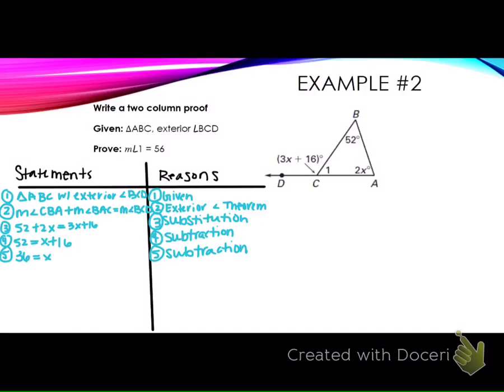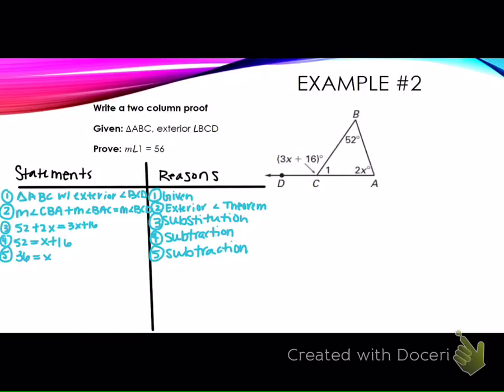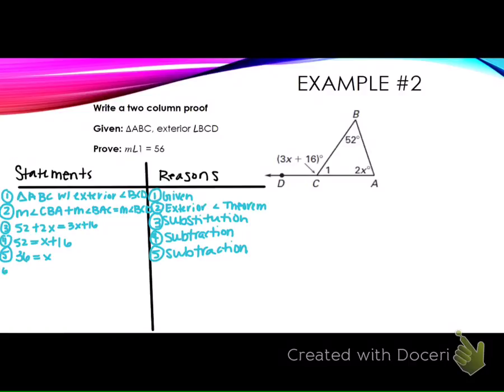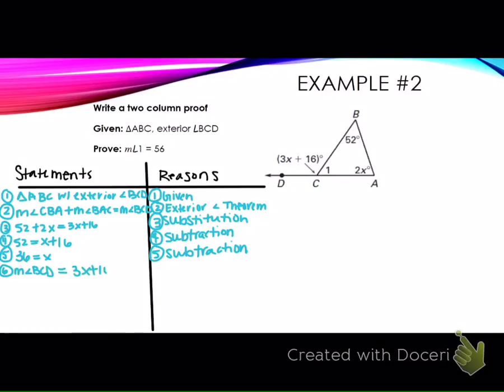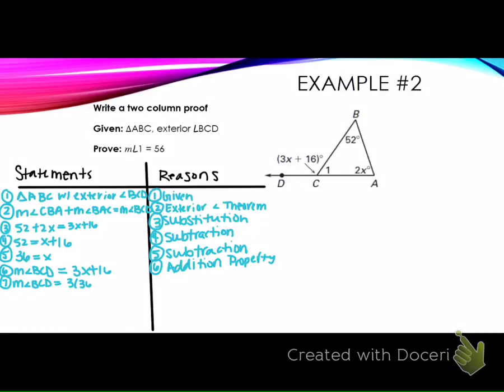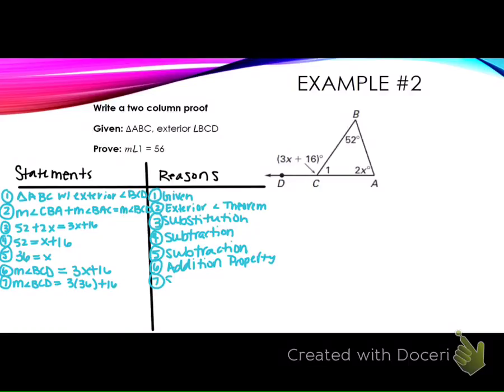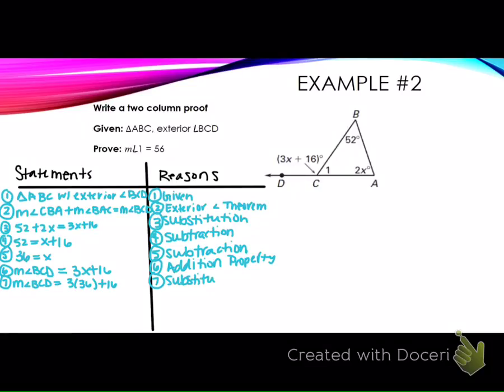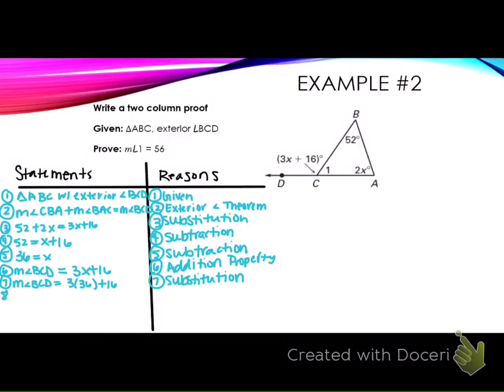Okay, so now that we know what x is, we can figure out what angle BCD is, right? So we know the measure of angle BCD equals 3x plus 16. That's from the diagram. You're adding the same thing on both sides, so that's just the addition property. What do we know that x is? What is x? So we can do 3 times 36 plus 16 by using substitution. And then what's 3 times 36 plus 16? We can just go straight there.